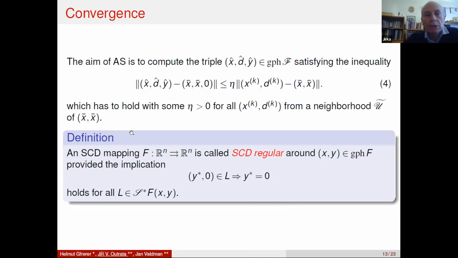And to state the main convergence theorem, we will need another property, namely the so-called SCD regularity. An SCD mapping F is called SCD regular around a point x, y from its graph, provided this implication here holds true for all subspaces L from the limiting collection of adjoint spaces, S star F computed at the point x and y.